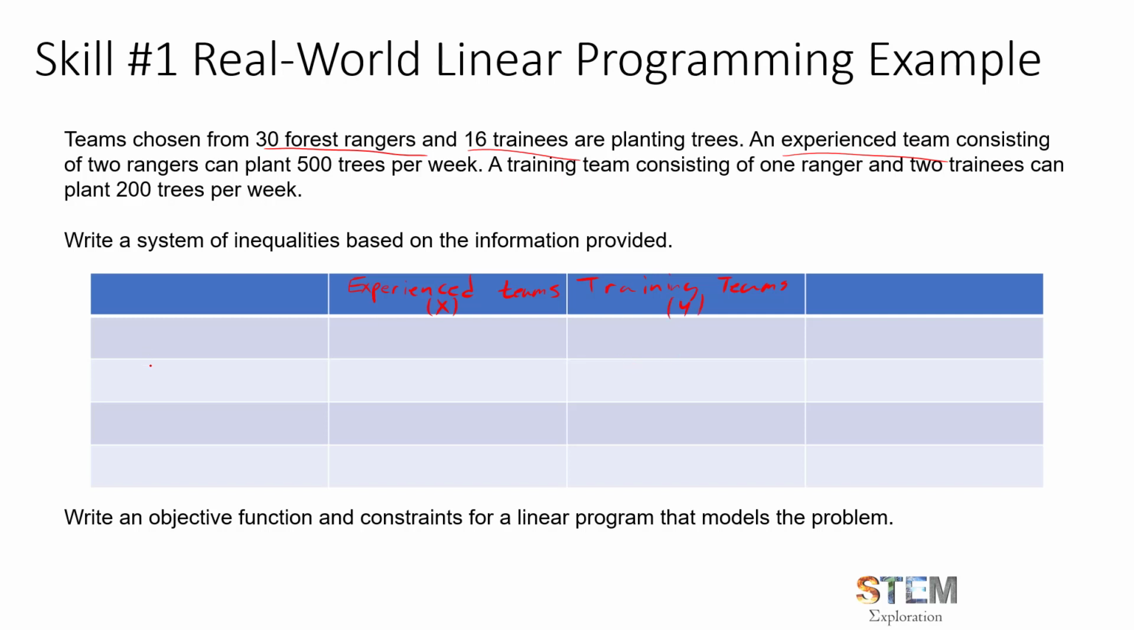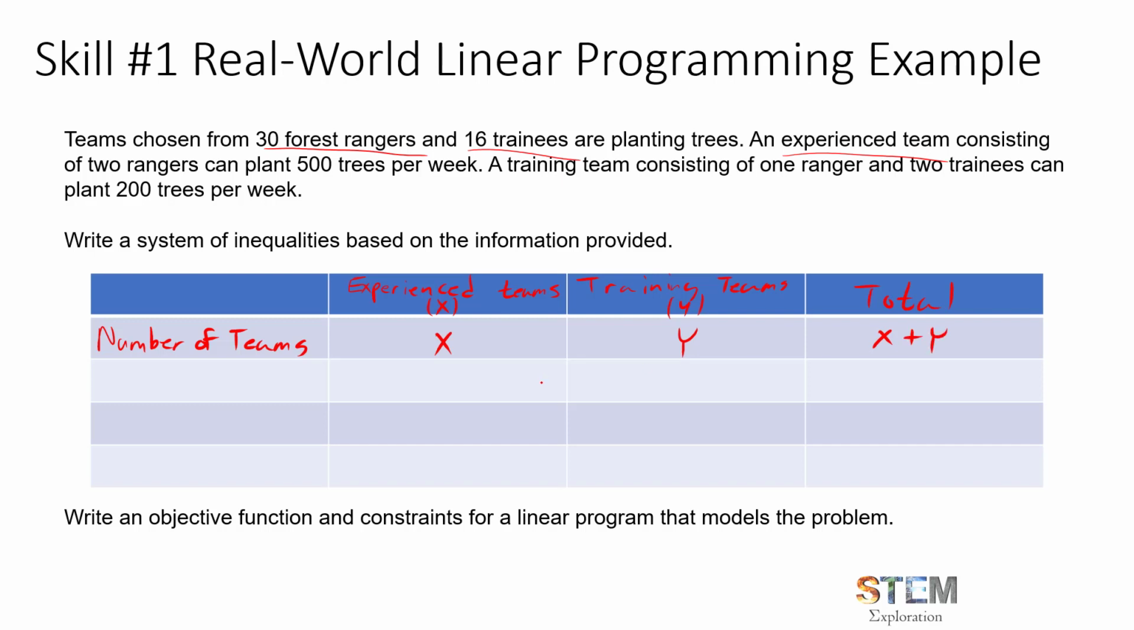Some different things that we can take into consideration if we're looking at teams: we can look at the number of teams. That may be helpful. It will be for a number of examples. Whether it is for this one, we'll have to wait and see. But if you have X number of experienced teams and Y number of training teams, the total number of teams would be X plus Y.